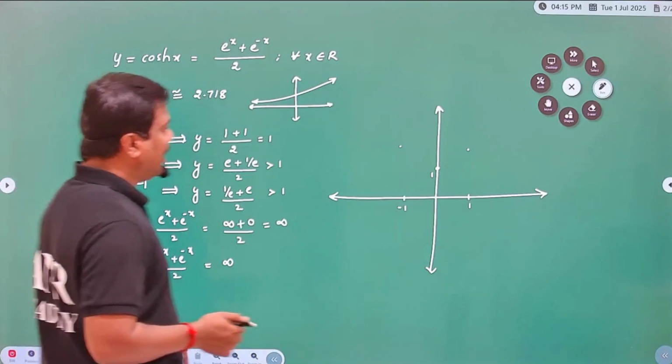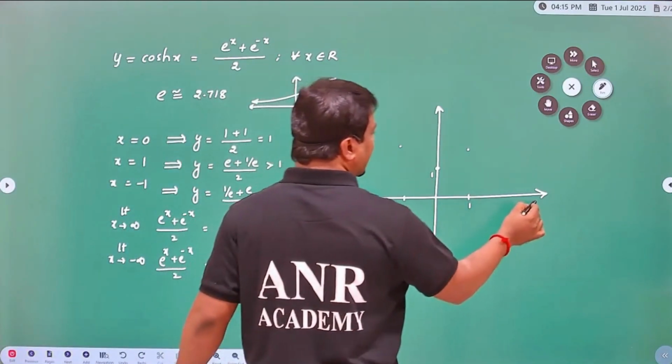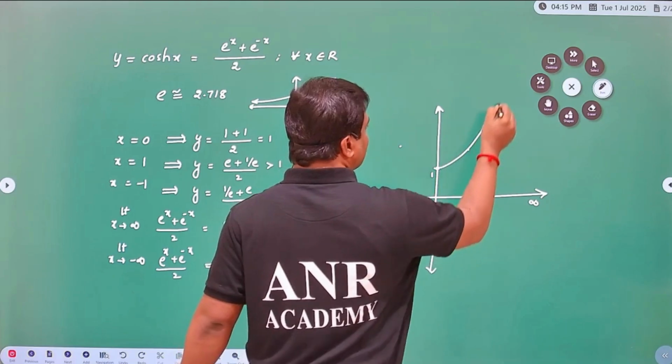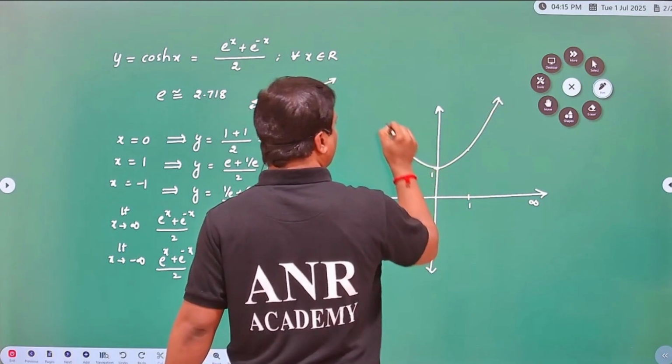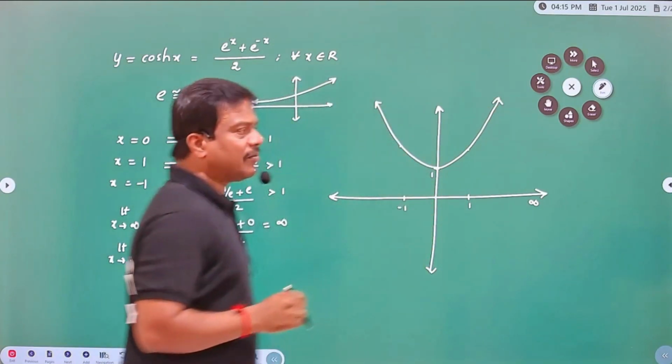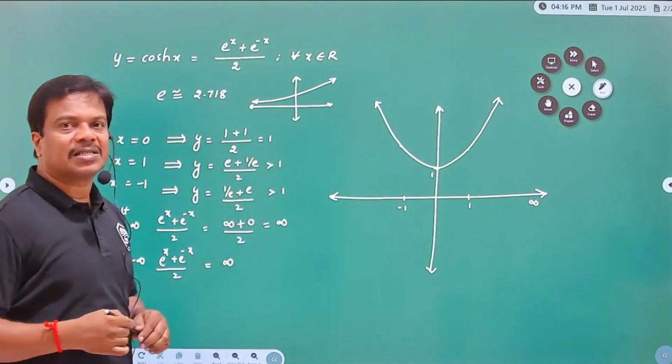Next, it approaches infinity as x extends to infinity. So it approaches infinity. This is the graph of y equal to cos hx.